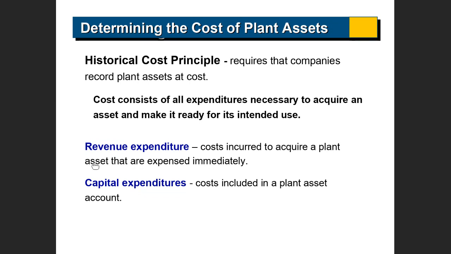If you buy something that is small and it does not have a long useful life, you just expense it and it goes into the income statement. But if it has a long life and it has a large value, then it goes to the balance sheet and you depreciate that over the number of years that you're going to be able to use that property, the useful life. It is called the useful life.